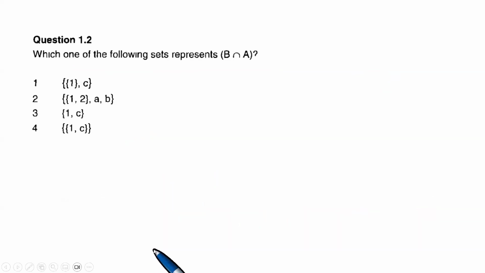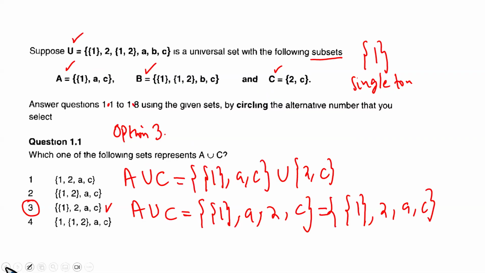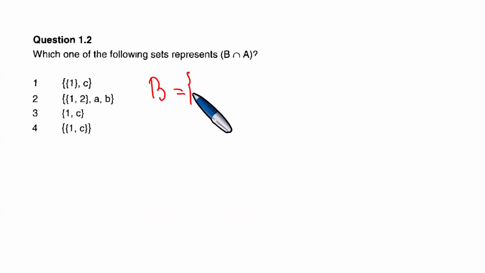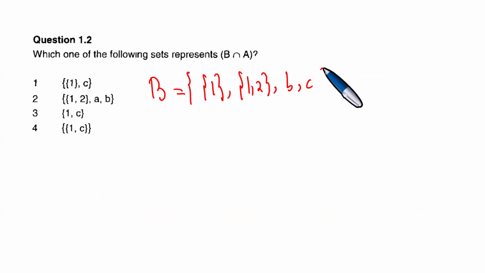We move forward. Question 1.2, which one of the following sets represents B intersection A? To do this question, we need to remember the following. The set B was given in the previous question. It contains the elements 1, 2, B and C. And therefore, we list those particular elements: the subset containing 1, also 1, 2 there, and the B together with the C.